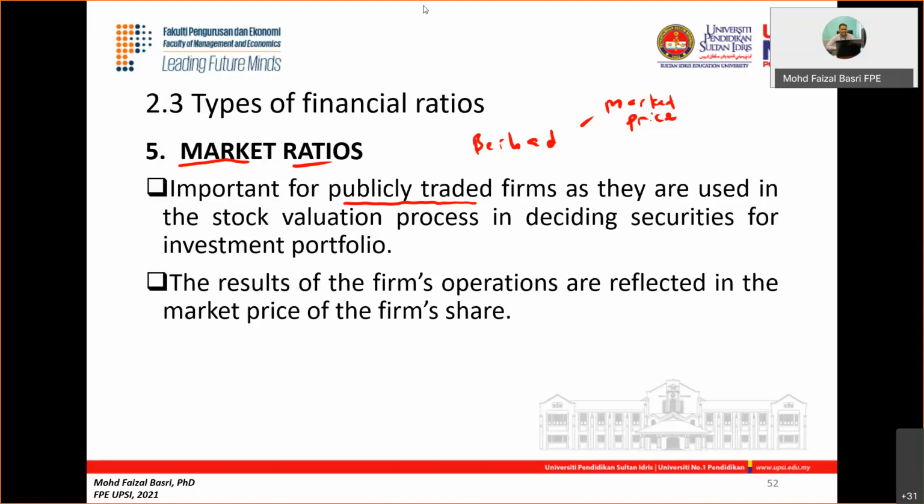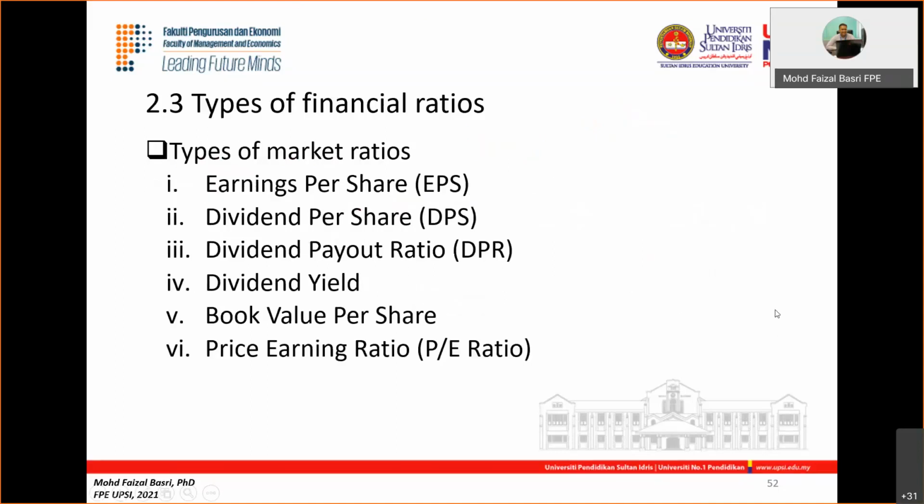Okay. So let's look at the categories. We have 6 ratios, as I said today. We have earning per share, dividend per share, DPR, dividend payout ratio, dividend yield, BVPS, again, we have per share basis, and the PE ratio, price earning ratio. Right? So let's look at the first one.